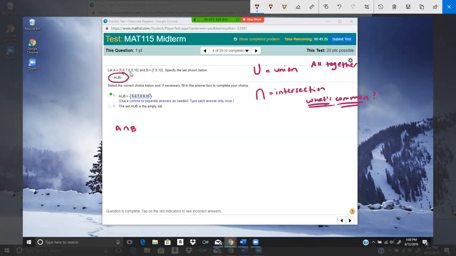Now, what if you were asked to find the intersection of A and B? We have to see what they have in common. So they have 7 in common, 9 in common, and 10. So that set will have 7, 9, and 10. Okay? So that's dealing with the union and the intersection.